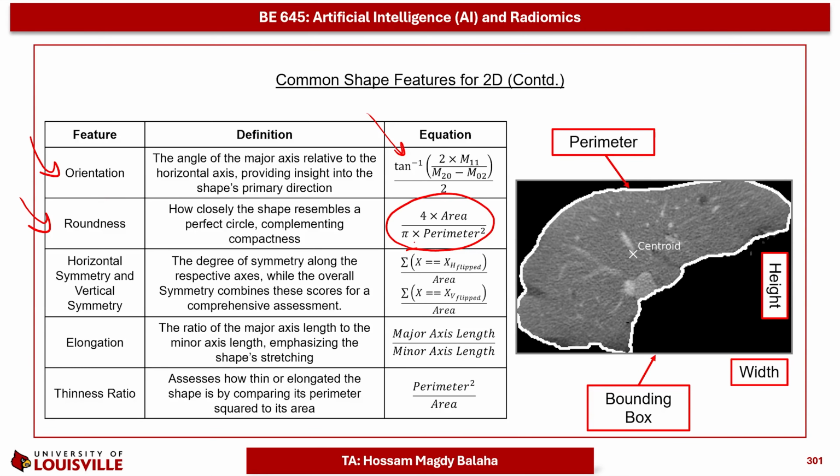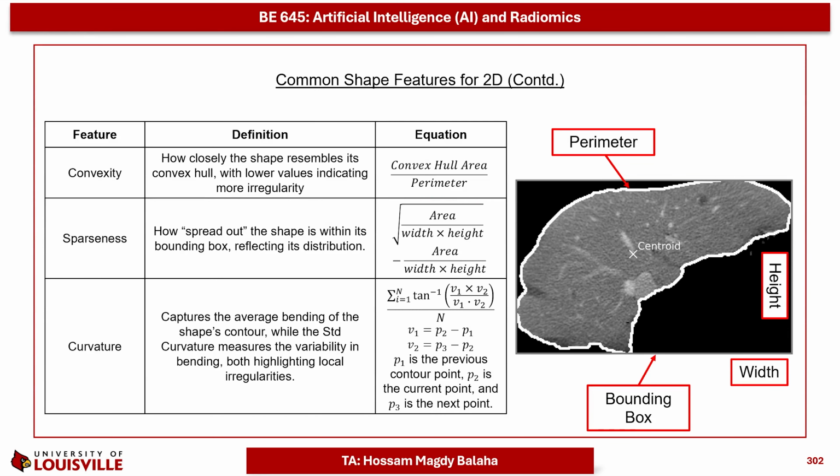Horizontal symmetry and vertical symmetry, and here we are measuring the degree of symmetry along the respective axes, while the overall symmetry combines these scores together for a comprehensive assessment. Elongation, and this will be the ratio of the major axis length to the minor axis length, and this will emphasize the shape's stretching by dividing the major axis length by the minor axis length. Then thinness ratio, and here we are assessing how thin or elongated the shape is, and this can be calculated by comparing the perimeter squared to the area.